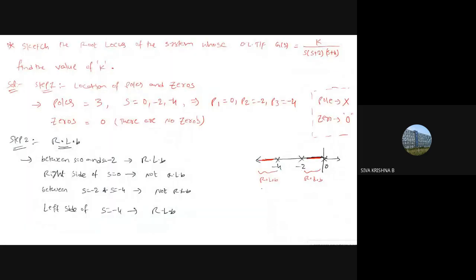The next one. What is the next step you have to find? Step 3. Asymptotes, sir. Yeah, asymptotes, and then centroid. Yes, go through that. Step 3 is to find asymptotes and centroid.